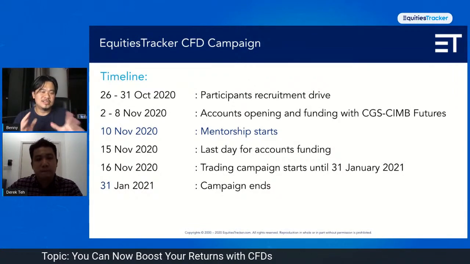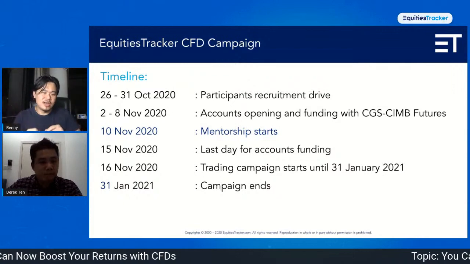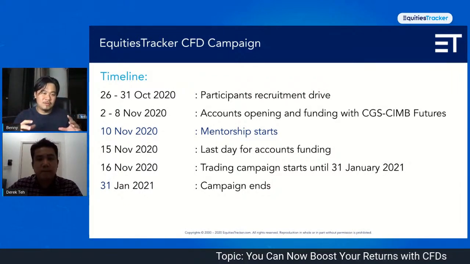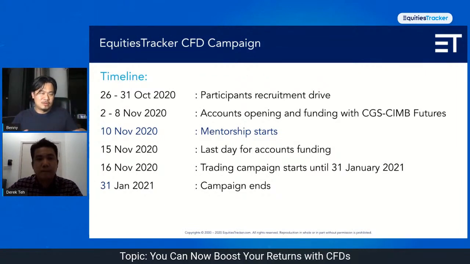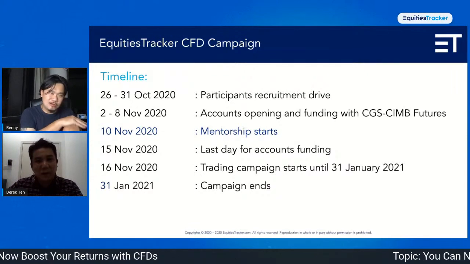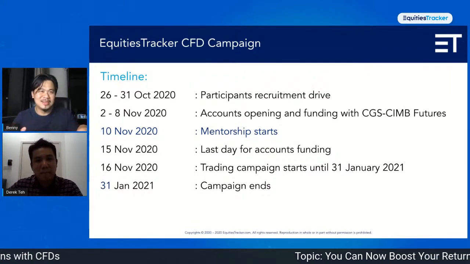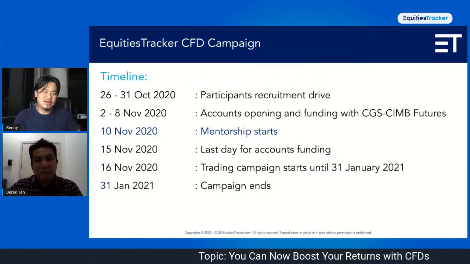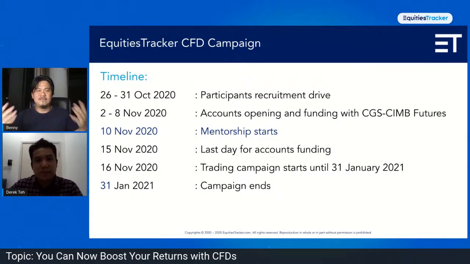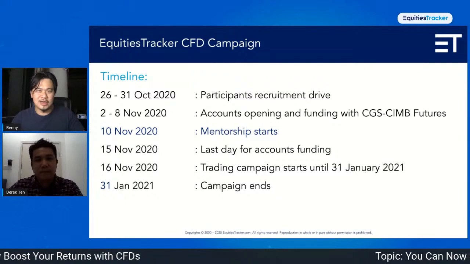On the 16th, like I said, the campaign starts. That means you can start trading in the campaign. The campaign is from 16th of November to 31st of January. This is where we're going to cover that 2,000 ringgit loss if you have. If you trade before 16th of November and you lose money, it's not going to be counted. It has to start from 16th of November until 31st of January.